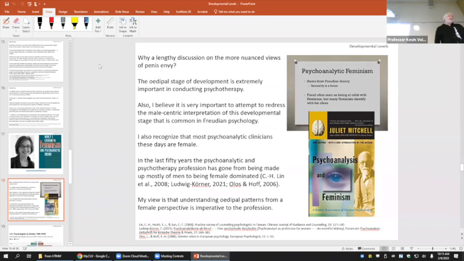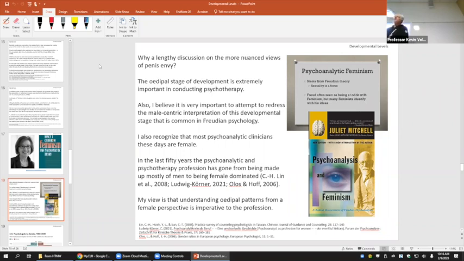Now, the reason I'm giving such a lengthy, nuanced view of penis envy is that this is really important for psychotherapy. I also think it's very important to redress the male-centric interpretation of this developmental stage, which is common in Freudian psychology. There's also a recognition that psychotherapy professions have gone from being male to female dominated. If you look around the class here, we have 3 guys and the rest of you are women. When I was going through school, it was exactly opposite. There would have been mostly guys, and 3 women in the class.